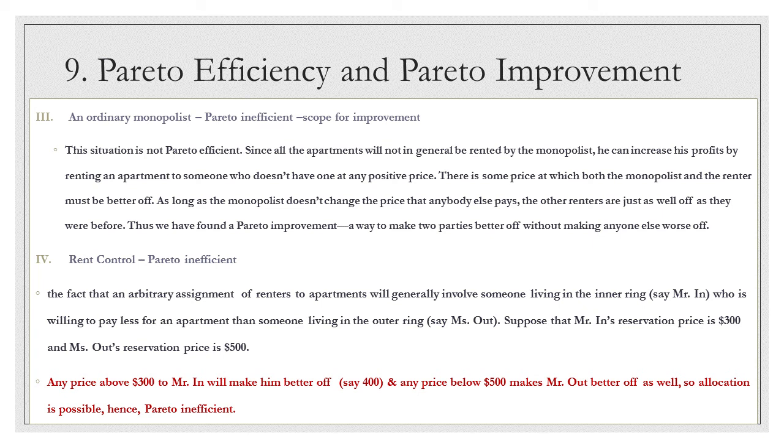So any price above the reservation price of the person who is staying inside, that is above 300, will make him better off. We have assumed that 400 is being paid to him. And any price below 500 for the person who is coming from outside to stay in the inner periphery, that is Mr. Out, also makes him better off. So this allocation is possible, and hence it's Pareto inefficient, because there is scope for further reallocation, right? Given this, now let's move on to the next part.